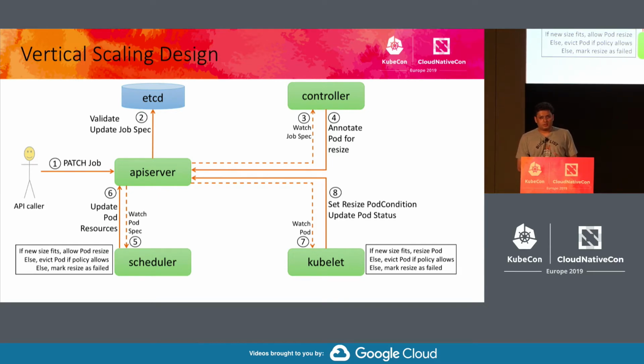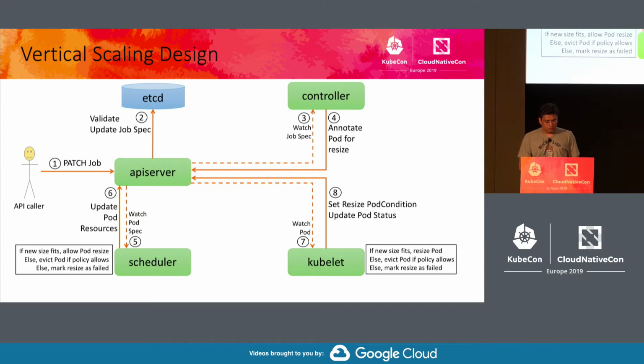So it says if it fits. This is again with the multiple scheduler race condition in mind. So assuming that it fits, then it will set the resize pod condition to true. If it does not fit, it would set the resize pod condition to false. And again, if it doesn't fit, it will check policy and evict if necessary or mark as failed.